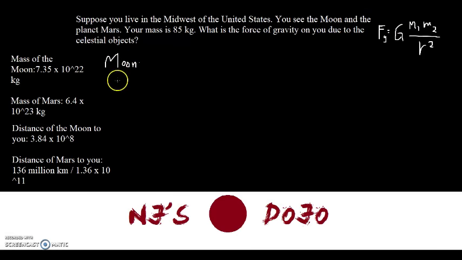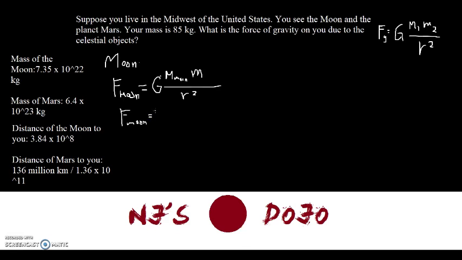So for the moon, we have the force of the moon is equal to the gravitational constant times the mass of the moon multiplied by my own mass, divided by the radius squared. So now we try to plug in the variables.